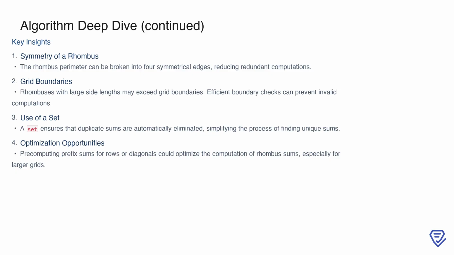Additionally, there are optimization opportunities such as pre-computing prefix sums for rows or diagonals. These pre-computations can significantly speed up the process of calculating rhombus sums, especially when dealing with larger grids.